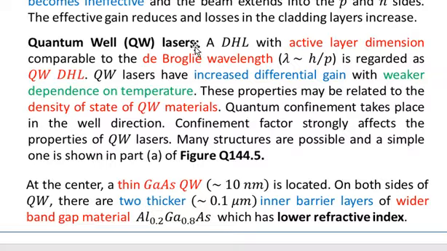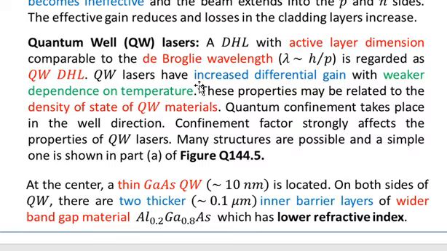Now, quantum well lasers. A DHL, that is a double heterojunction laser, with active layer dimension comparable to the de Broglie wavelength, which has a lambda of the order of h over p, where p is the momentum of the electron, is regarded as QWDHL, that is the quantum well DHL, provided the active layer has a dimension of the order of lambda, where lambda is the de Broglie wavelength. Then we call such a DHL a quantum well DHL.